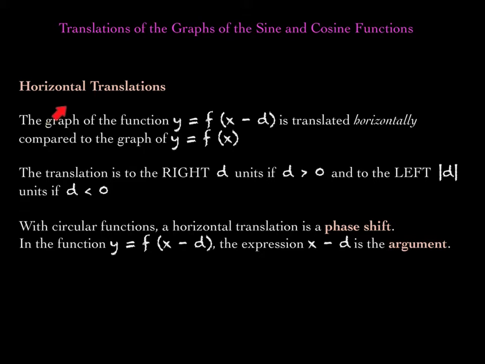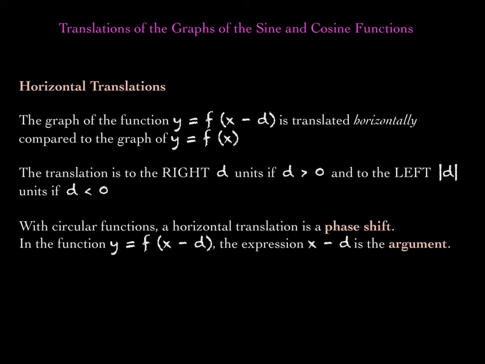For horizontal translations, the graph of the function y equals f of x minus d is translated horizontally compared to the graph of y equals f of x. So basically, if you change the argument by adding or subtracting some number d, you are shifting or translating the graph horizontally. The translation is to the right, d number of units, if that number d is positive, and it will be to the left if d is negative.